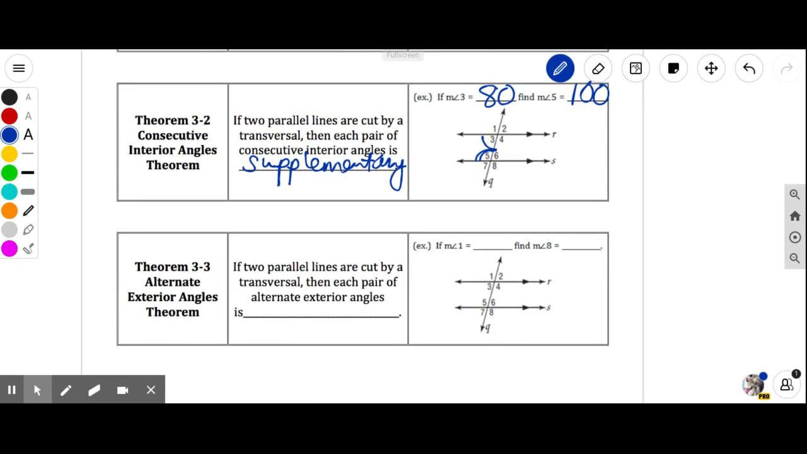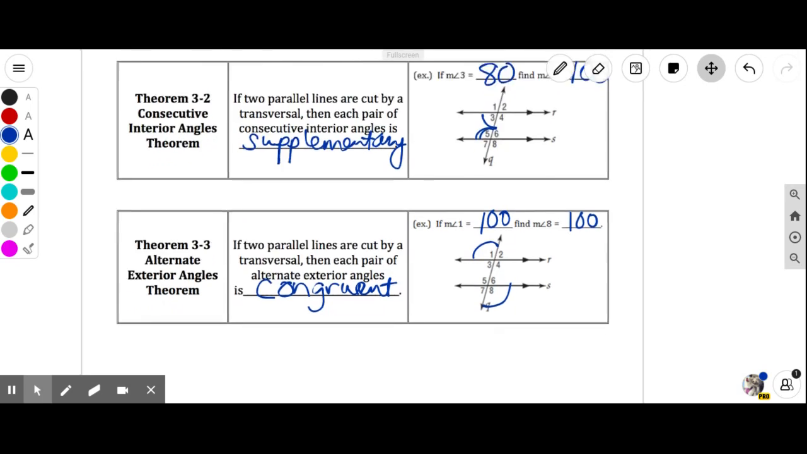The next one is the alternate exterior angles theorem. When the lines are parallel, alternate exterior angles are congruent. So of the 4 types of angles we learned last time, all of them are congruent except for consecutive interior angles. Those are supplementary. If I said angle 1 was 100 degrees, angle 8, which is alternate exterior to angle 1, would also be 100 degrees because of the alternate exterior angles theorem. Those are the biggest theorems that we're going to use today.